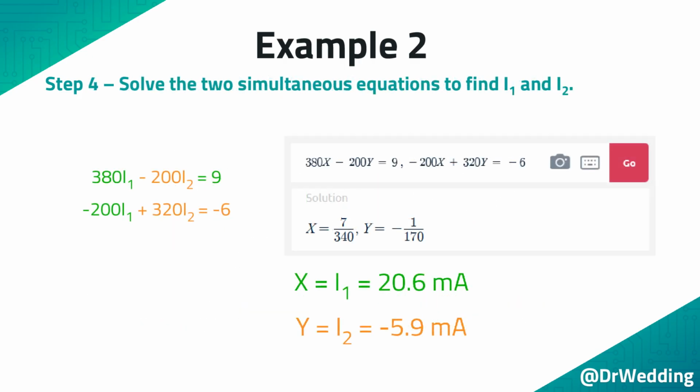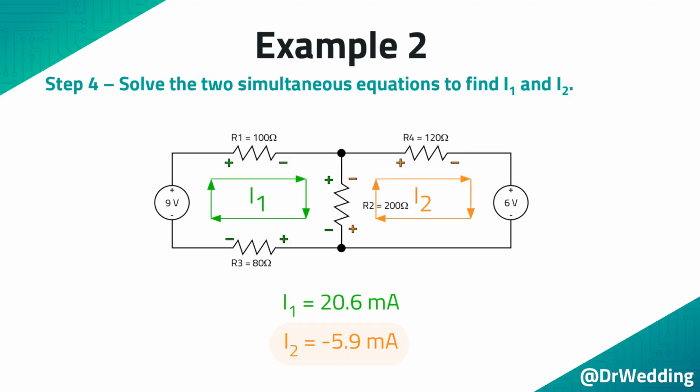Step 4. Solve the two simultaneous equations to find I1 and I2. I solved these equations using the online calculator. The negative sign on I2 means the assumed current direction is backwards. But this is a very easy fix. Just reverse the I2 current arrows on the circuit and drop the negative sign on I2.